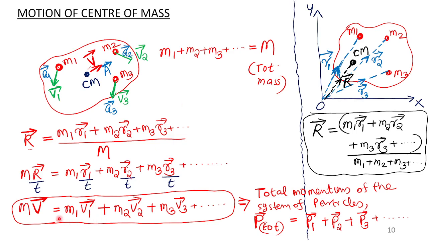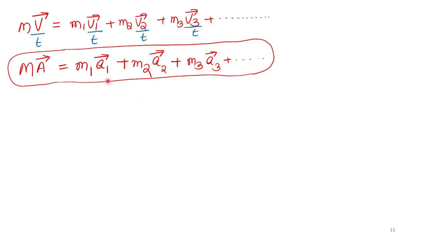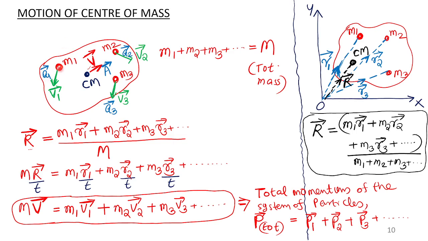Okay, we can interpret this equation in another way. In the earlier case, we interpreted this equation in the form of momentum, because mass into velocity is actually momentum. How can I interpret it now? M1 A1 is the force experienced by M1. Mass into acceleration, is it momentum? No. Mass into acceleration is the force. So M1 A1 is the force experienced by M1.